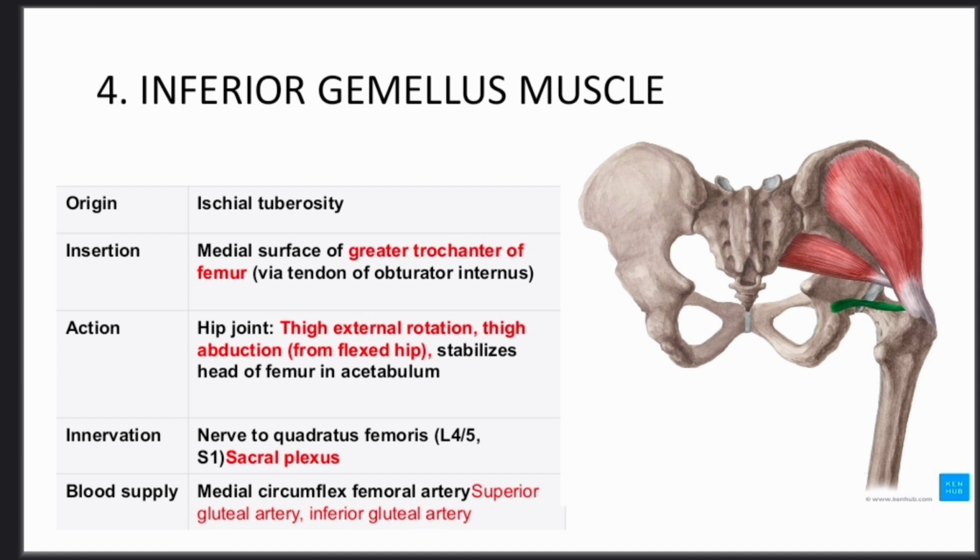L5 to S1. Okay. And blood supply is mainly provided by the same superior gluteal artery and inferior gluteal artery, and function is also the same, that is lateral rotation of the thigh at the hip joint, abduction of the thigh when the hip is flexed, stabilization of the head of the femur within the acetabulum. So daily life examples are also the same: helps turn the leg outward while standing, assists in moving the knee outward when sitting, and helps to maintain hip stability during our daily activities.